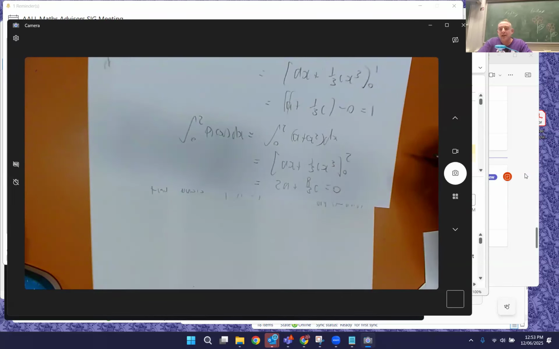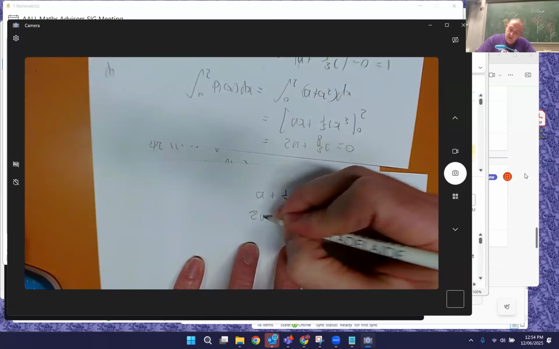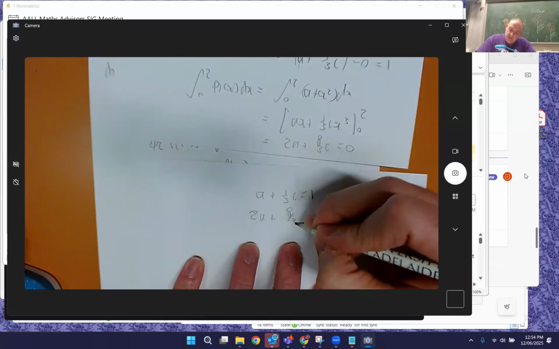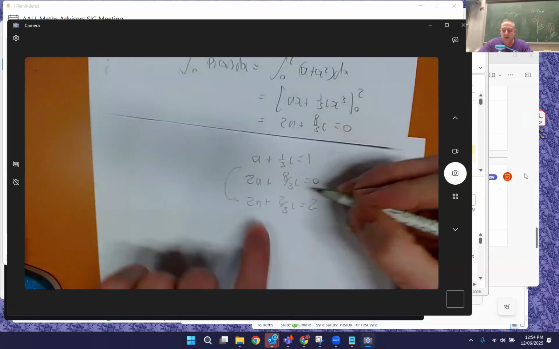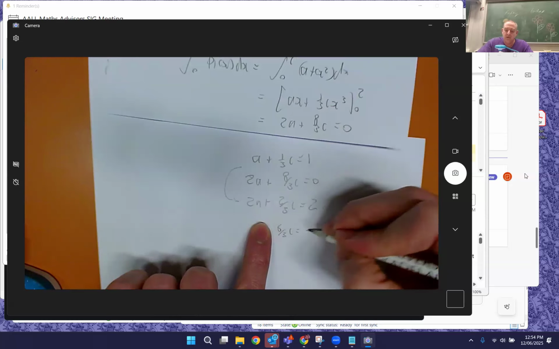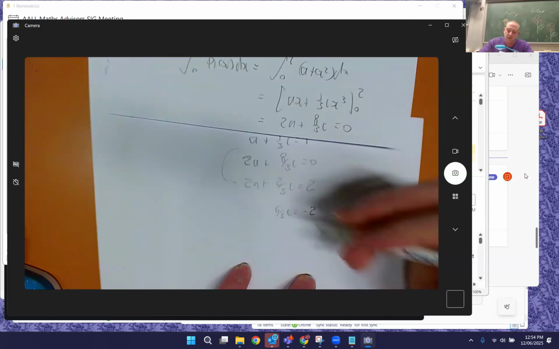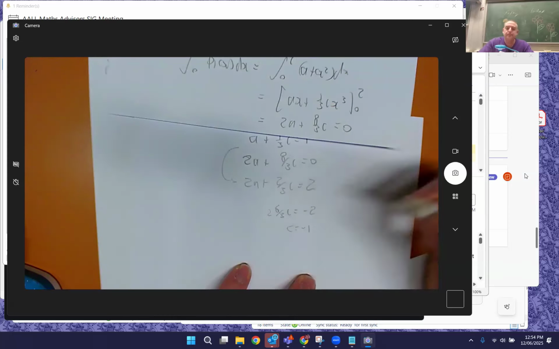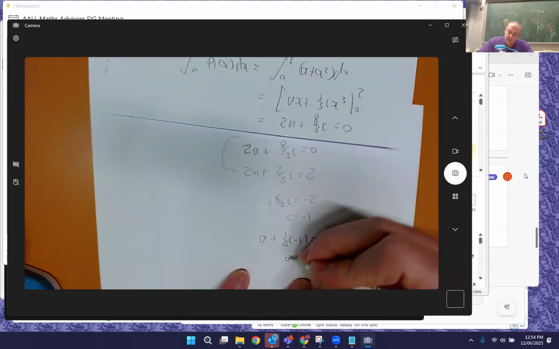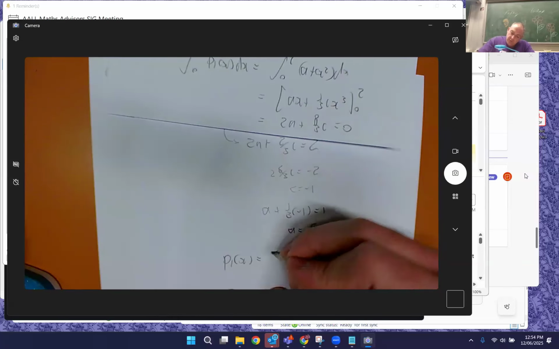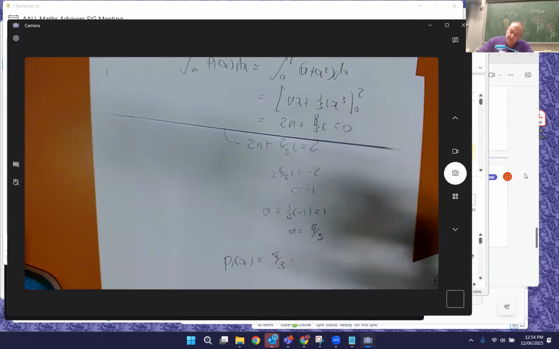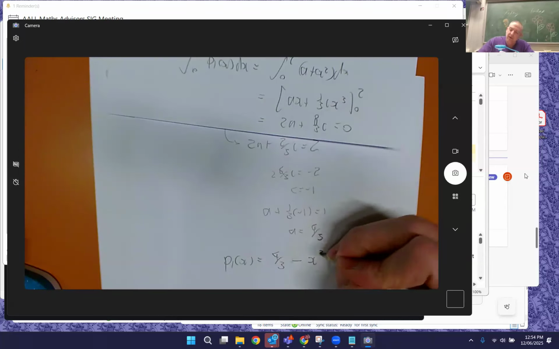So I've got that a plus 1/3 of c is 1, and 2a plus 8/3 of c is 0, and so that would be 2a plus 2/3 of c is 2, and so therefore I have 6/3 of c is -2, and so therefore c is -1, and therefore a is 4/3, and so therefore P1x is 4/3 minus x squared. Yay!